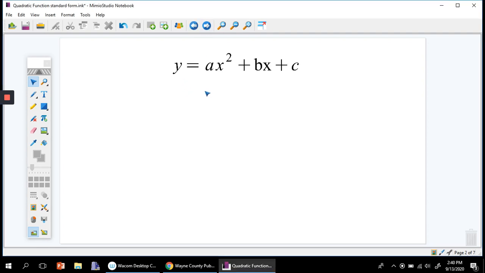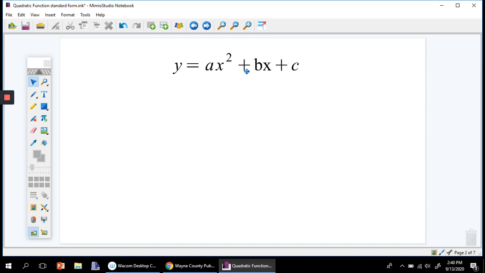Okay, the standard form of quadratic function is y equals ax squared plus bx plus c. As you can see, in this form of quadratic function, there is no h and k, which are present in your vertex form. But instead, you have here the values for a, b, and c. So in standard form, you have a, b, and c. In vertex form, you have h and k.